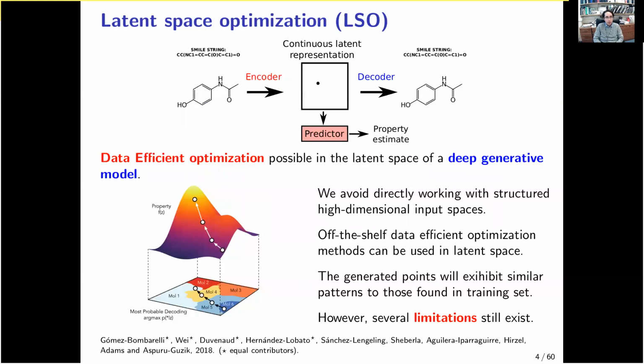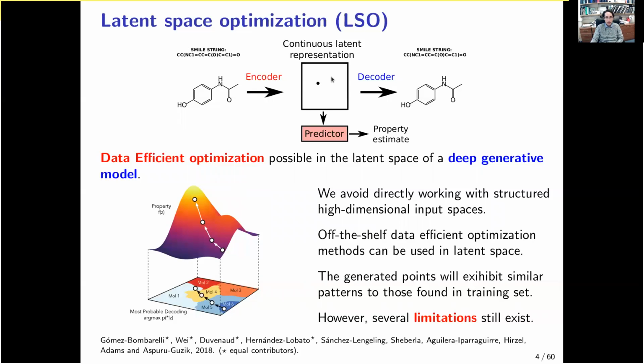A promising approach appeared recently, and the idea is to use a deep generative model that can be trained on data corresponding to descriptions of existing molecules. This model can then map molecules into some continuous latent space. This could be a variational autoencoder model that encodes the molecules into the continuous latent space, and it can decode the molecules back into the original molecular representation.